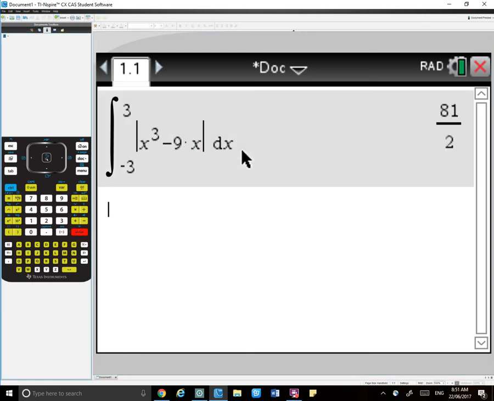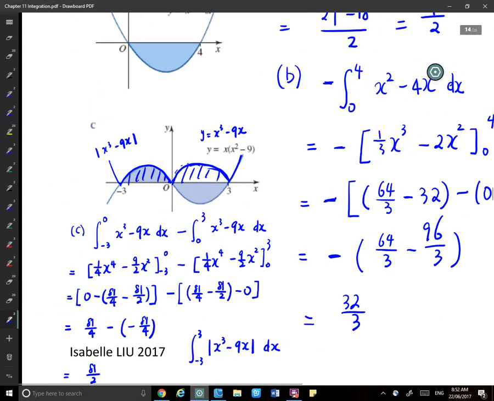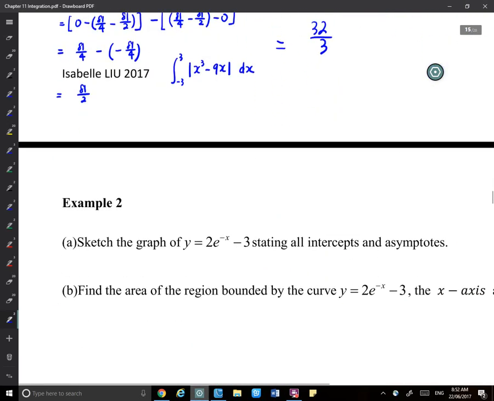Okay, 81 over 2. That's the same as what we found. You can directly find that back. We'll have a more complex one later. Oh no, you don't need to expand it. You can put the original function in. Okay, so that's an easy example. Let's do a complex one.